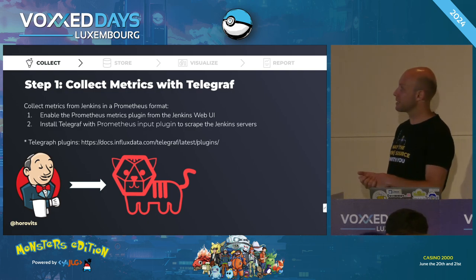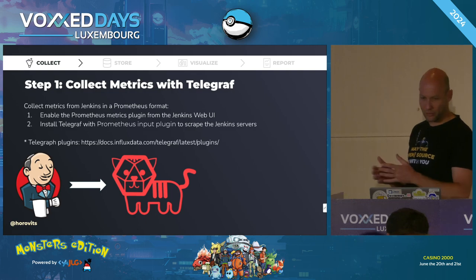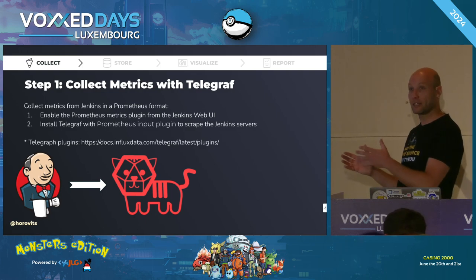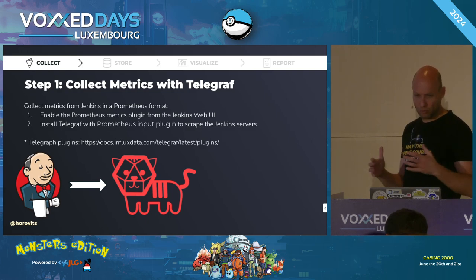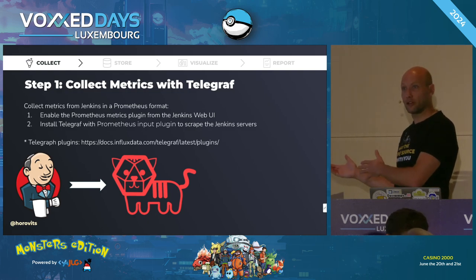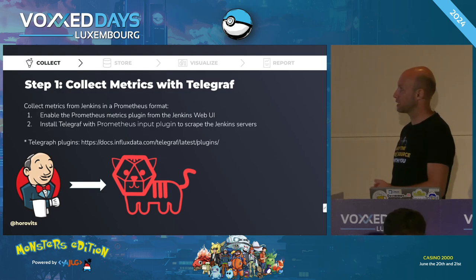Essentially, two phases for this step, as you can see here on the screen. The first is to configure Jenkins to expose metrics in a Prometheus format. We use Prometheus formats extensively in our production environment, so we follow the same conventions for the CI/CD as well.